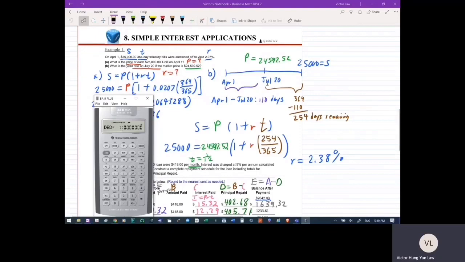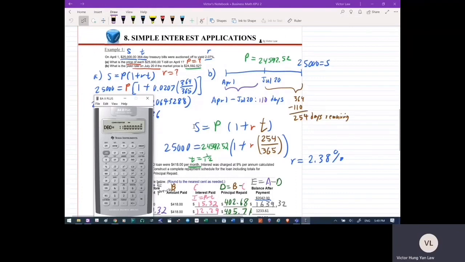Once we find the number of days between April 1st and July 20th is 110 days, we can subtract it from 364. So 364 minus 110 gives you 254. That's the number of days remaining from July 20th to when it matures. And that's the number of days we're going to use to calculate the value of the contract. The contract is always based on the number of days remaining.